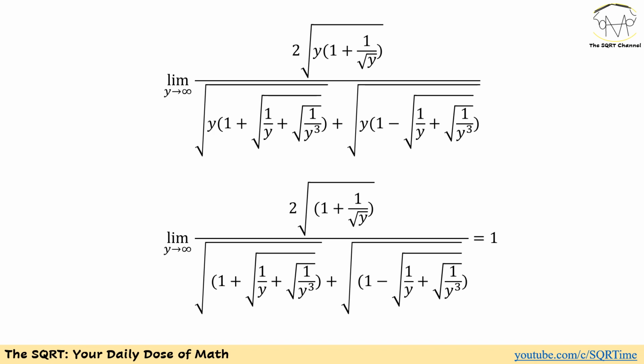From here, we know that y moves toward infinity. So 1 over radical y and 1 over radical y to the power of 3 are going to be 0. For the numerator, we are going to have 2, and for the denominator, we are going to have 1 plus 1, or 2. So the whole limit is going to move towards 1, and that's our final answer.